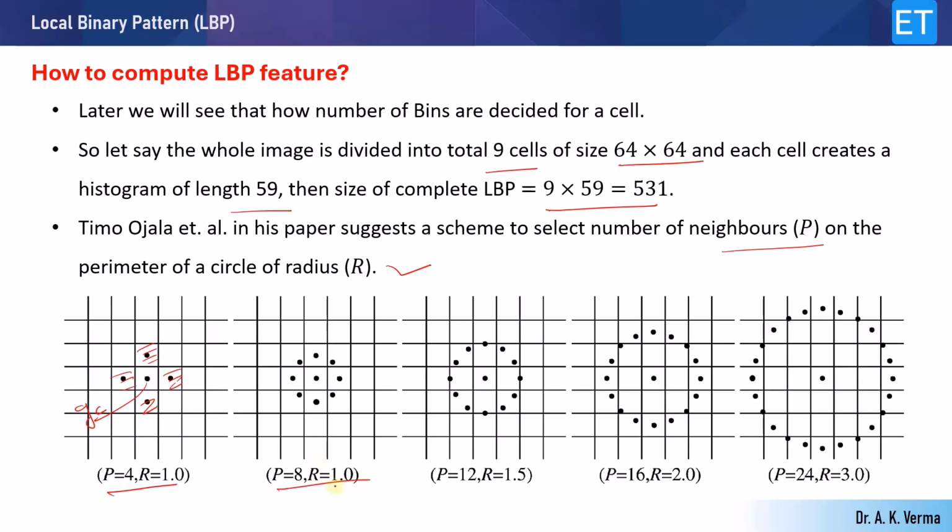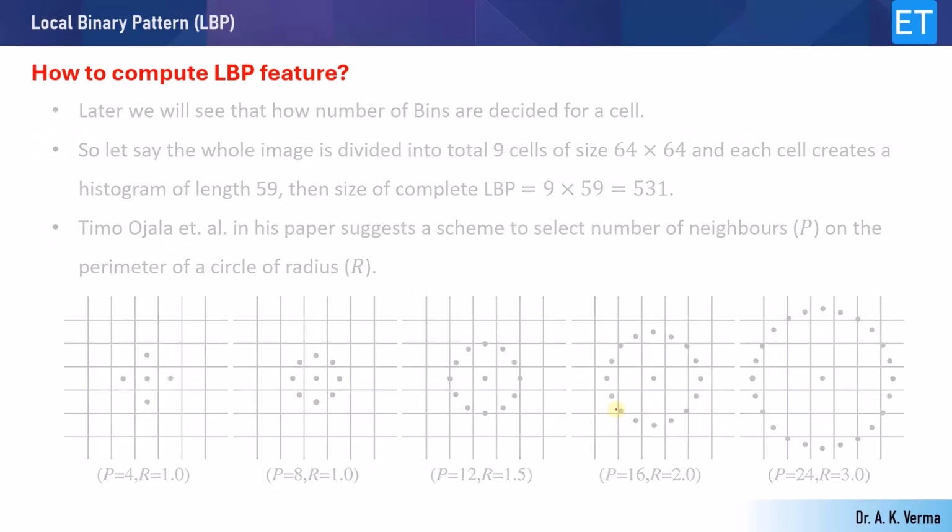Here is the case where the number of neighbors is 8 and the radius is 1. This is what I have shown you in the previous slides, where we selected all 8 neighbors in a standard 3 by 3 neighborhood, and this is your center pixel. And this is something different. Here the radius is 1.5 and the number of neighbors is 12. Here the number of neighbors is 16 with radius 2, and radius 3 with 24 neighbors, like that.